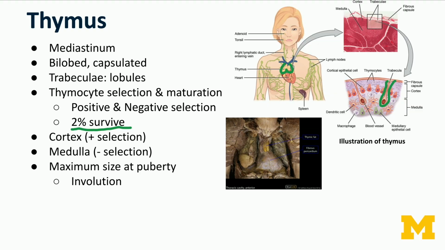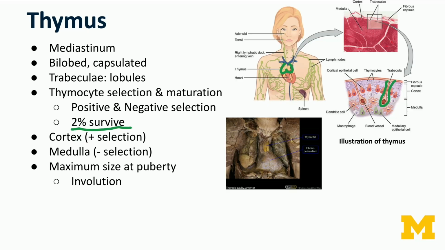Now, the cortex is where positive selection occurs. Positive selection is making sure that these developing thymocytes can react to portions of the immune system. So they can latch hold of major histocompatibility complexes and become reactive to antigens. And then deeper within the medulla is where negative selection happens. And with negative selection, we make sure that that thymocyte isn't too reactive, that it would recognize our own cells and destroy that, or hence lead to autoimmune responses.